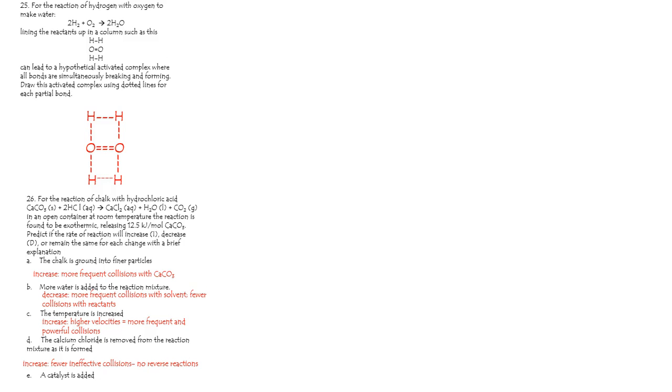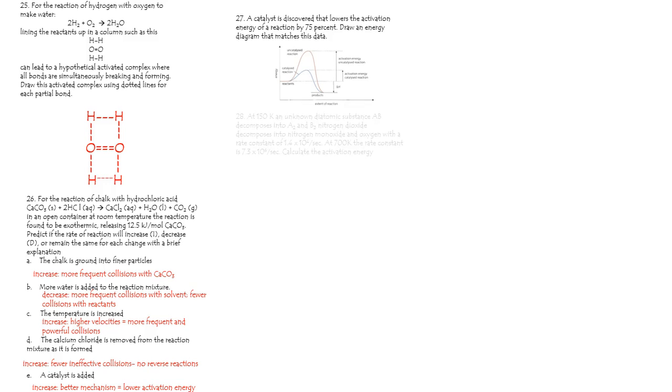And if you add a catalyst, that definitely helps by lowering the activation energy. And it's usually also added that by definition they must be going through a different mechanism since it's interacting with the catalyst. A catalyst is discovered that lowers the activation energy by 75%. Let's draw an energy diagram that matches the data. Simply draw a hump that is 75% lower.